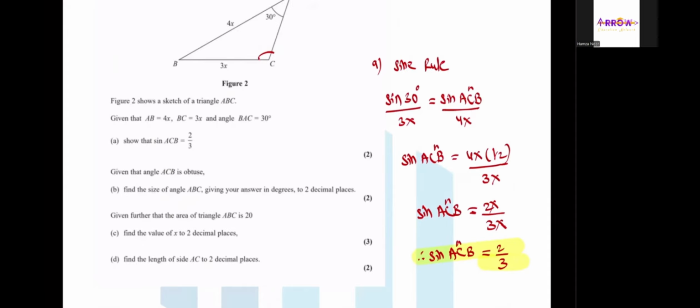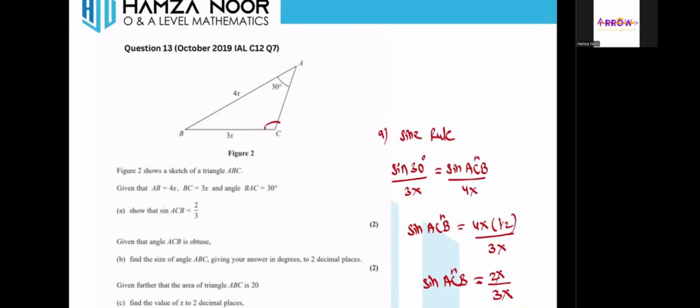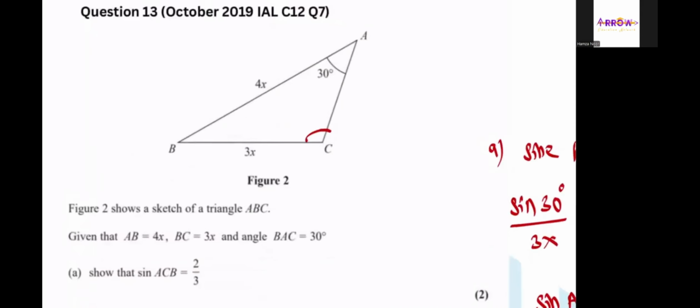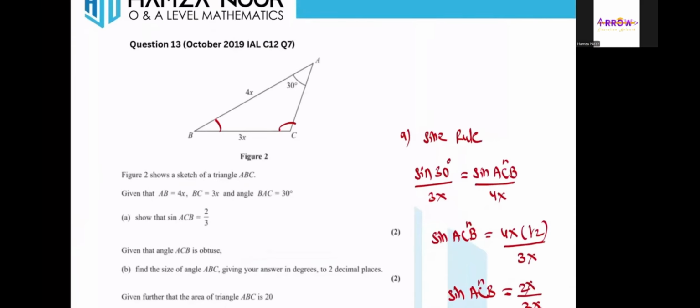So now let's move on to part B. It says that given that angle ACB is obtuse, okay, this angle ACB also looks obtuse to us, and the question is also saying this. So part B says find the size of angle ABC, giving our answer in degrees correct to 2 dp. We need to find this angle ABC under the condition that ACB is an obtuse angle.